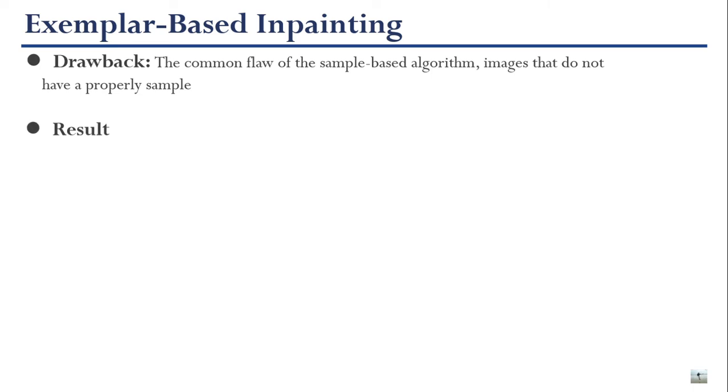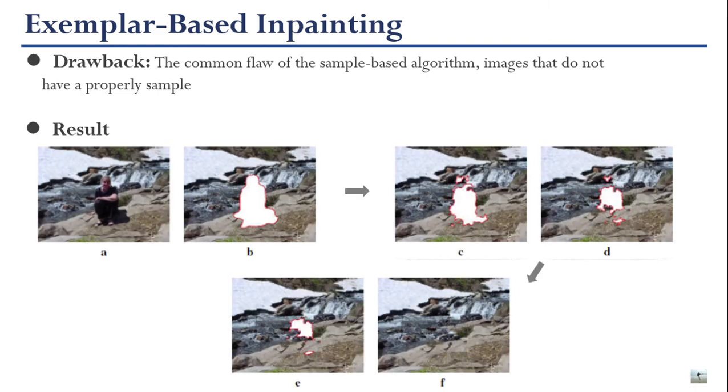Let's see the result of the algorithm. So, how to remove your girlfriend? The algorithm always finds the best sample on the boundary until all the target region is filled. Also, you can remove your boyfriend like this.